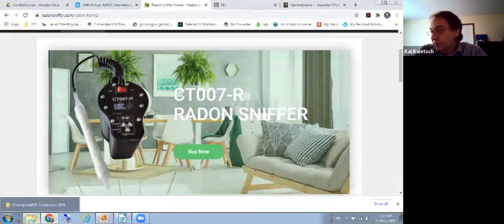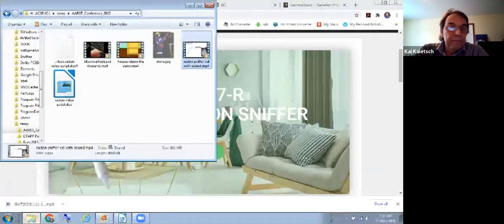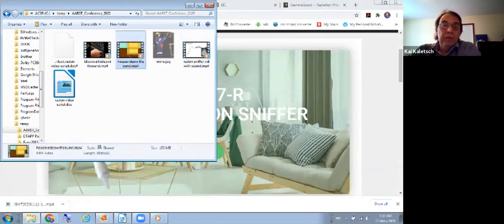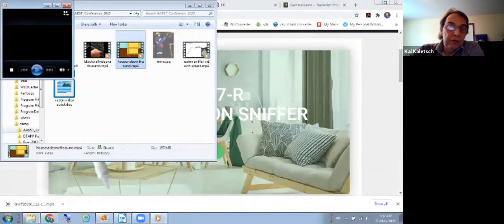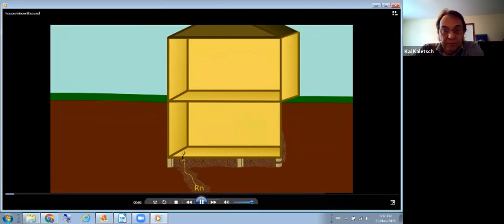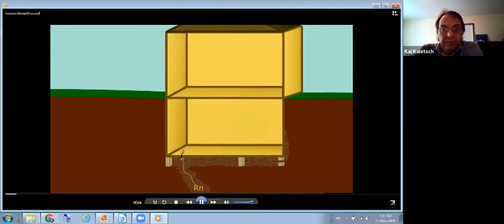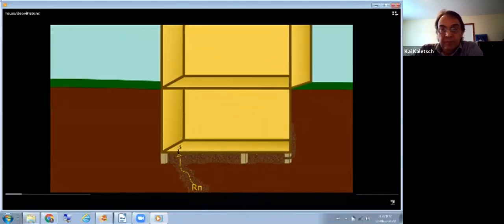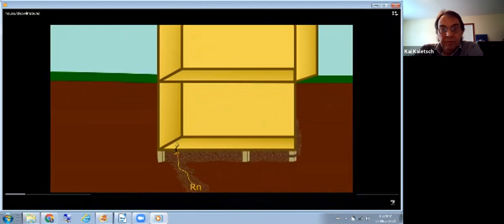So let's jump right into this. The theory about looking for sources for mitigation. Let's look at how radon enters a house. In this example, we have a fissure in the ground where radon comes up, a gravel layer underneath the house, and footings.